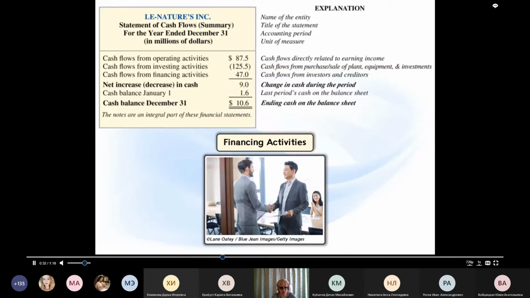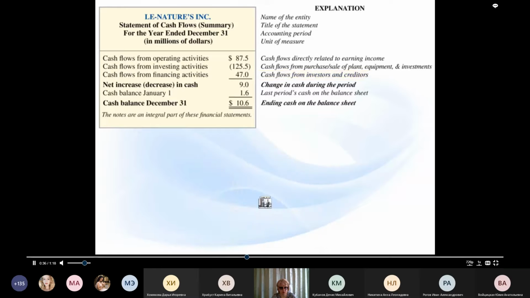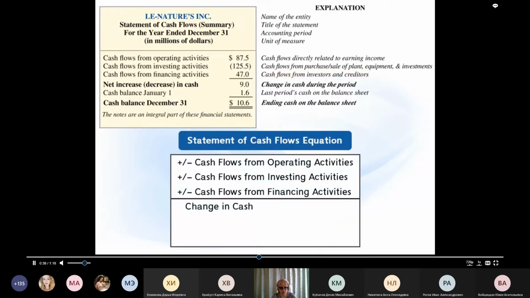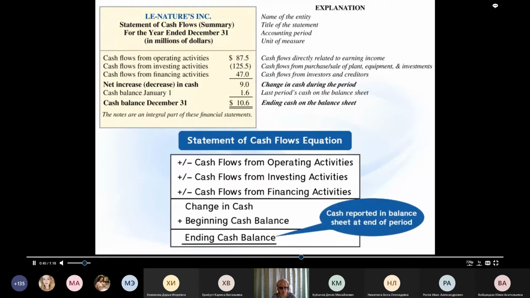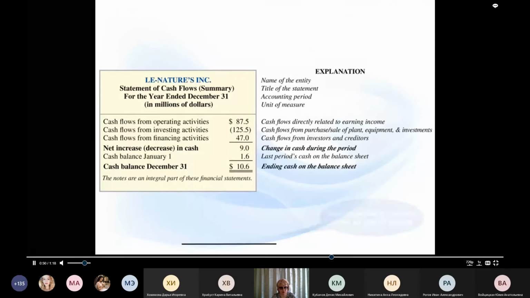And financing activities include cash flows from investors and creditors. The sum of these three categories is added to the beginning cash balance to arrive at the ending cash balance, which must equal the amount of cash reported in the balance sheet prepared as of the end of the accounting period. You may have noted the wording that appeared at the bottom of each of the four basic financial statements.